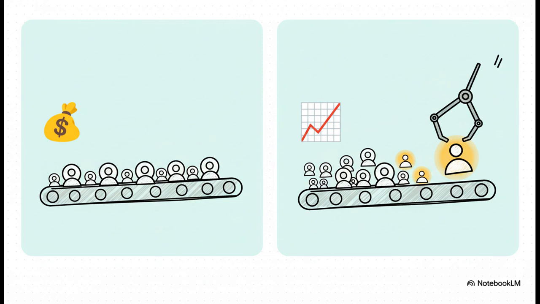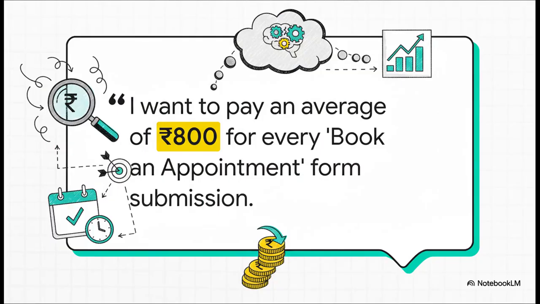It knows that some leads are home runs and others are just singles, and it is swinging for the fences every single time. Here's a perfect real-world example of when you'd use Target CPA. Your goal is simple: book appointments. You've run the numbers and you know you can afford to pay about 800 rupees for each one. So you set that as your target and you just let Google's AI loose to find those people for you.